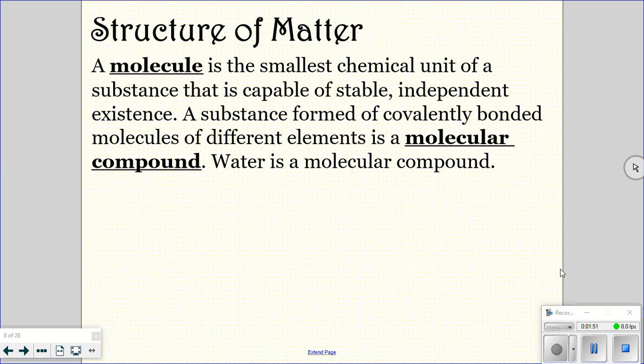A molecule is the smallest chemical unit of a substance that is capable of stable, independent existence. A substance formed of covalently bonded molecules of different elements is a molecular compound. So water is a molecular compound. It's made of hydrogen and oxygen, H2O.